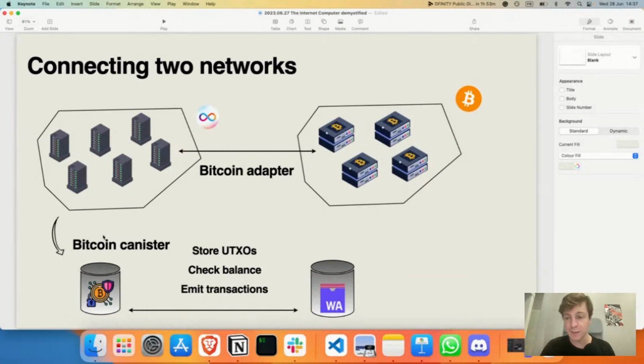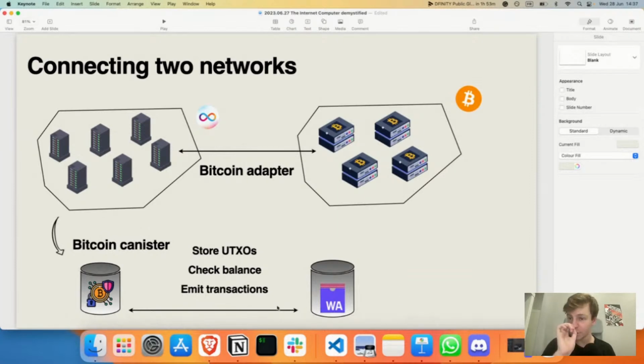As we've seen before, canisters are the building block of the IC, and all applications are built within canisters. Also, canisters are able to interact with each other. So essentially, there is one canister on the IC which is, I would say, the gateway to the Bitcoin network. If you want to send a transaction from a canister, you will call this canister. If you want to know how much Bitcoin a specific address has, you will query this canister. And this canister is always up to date with the Bitcoin network. We make sure with the Bitcoin adapter that whenever there is a new block, it's added inside the canister.